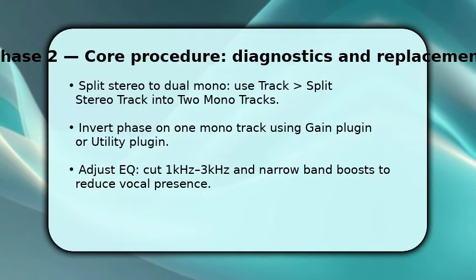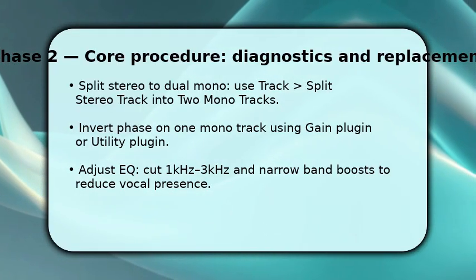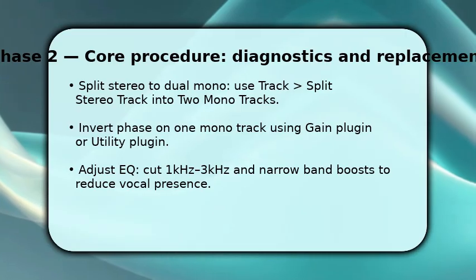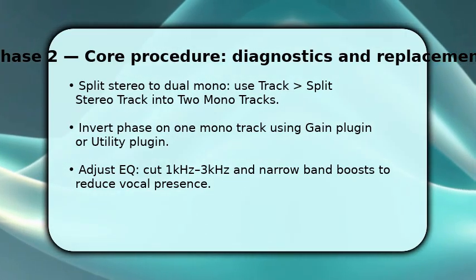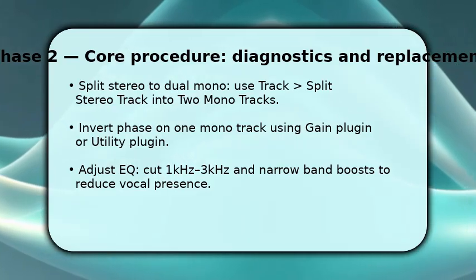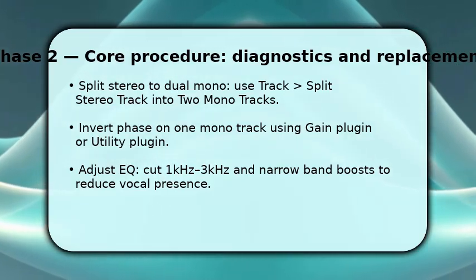Then, use the EQ to attenuate the 1 kHz to 3 kHz region where vocals concentrate. Apply narrow cuts rather than broad dips, and sweep to find the vocal sweet spot. Make sure levels stay balanced so instruments don't disappear.